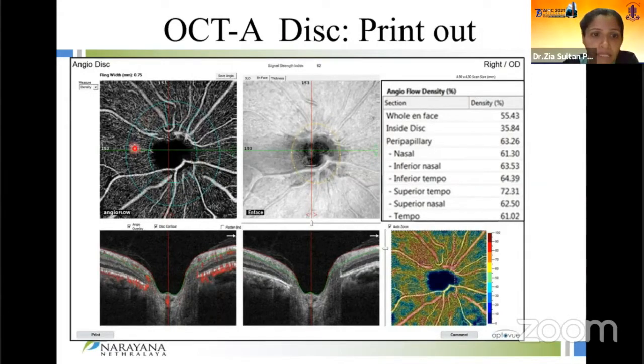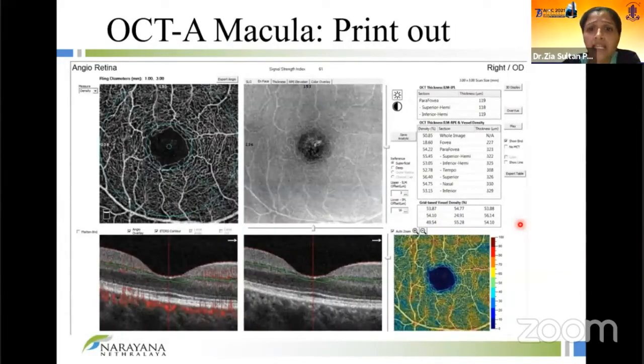The peripapillary area, as mentioned here, has a ring width of 0.75 millimeters. And then it can divide this area into 6 heat sectors and give you the vessel density for each region. The software also can divide it into 8 segments, but you have to arrange for that within the software. Similarly, the macular printout is almost the same. The parts of the printout are the same, and you can choose what you want to look for depending on what the disease is.